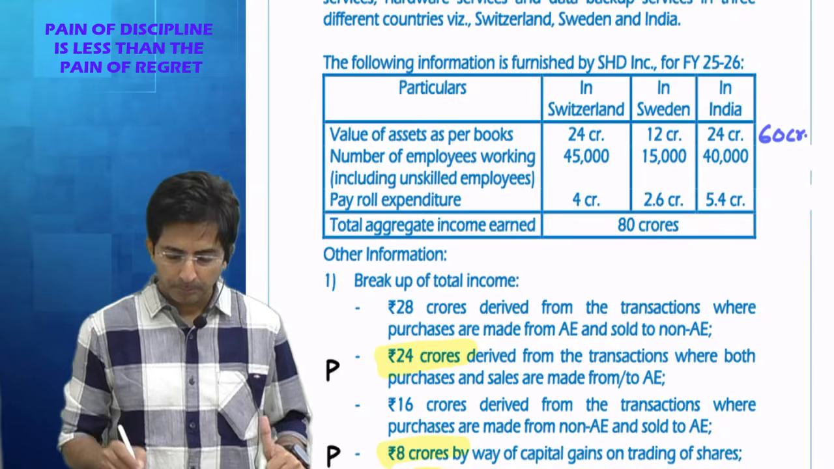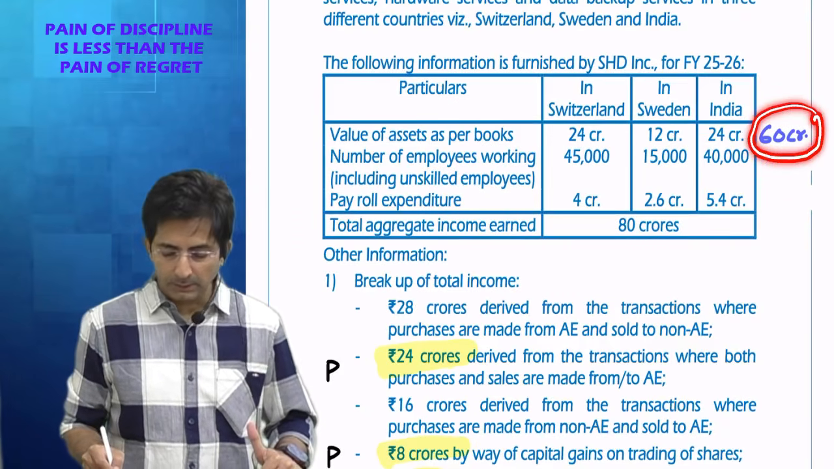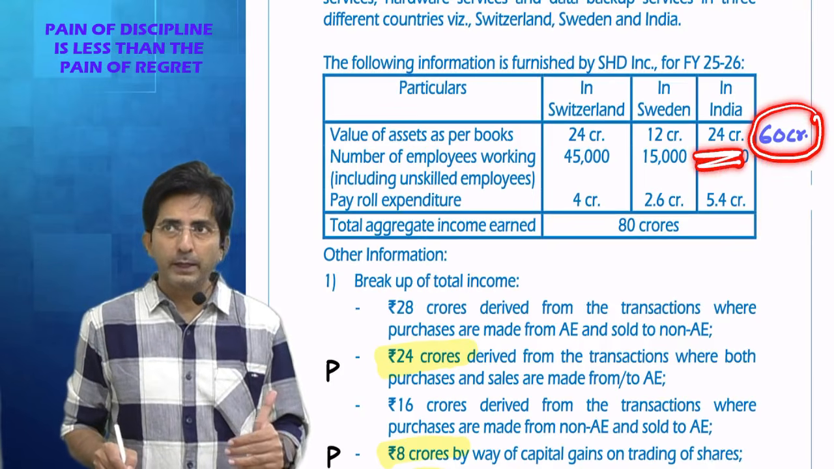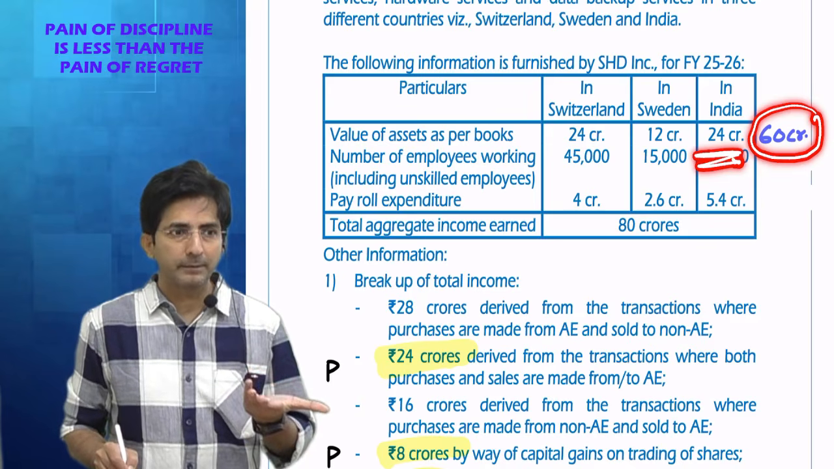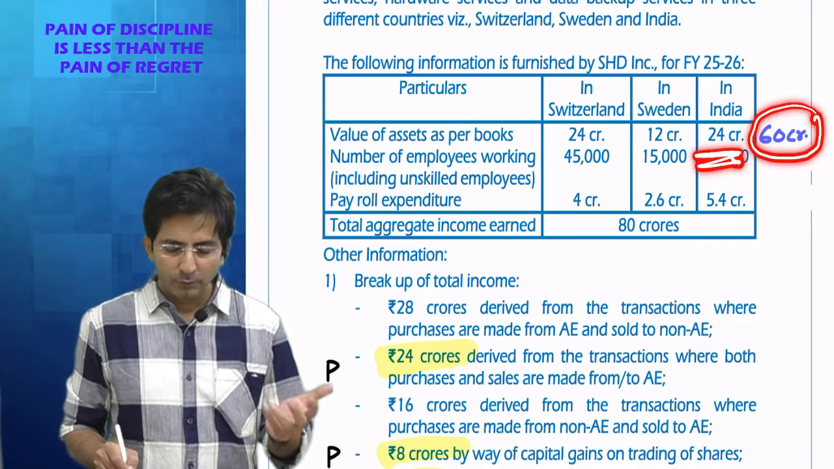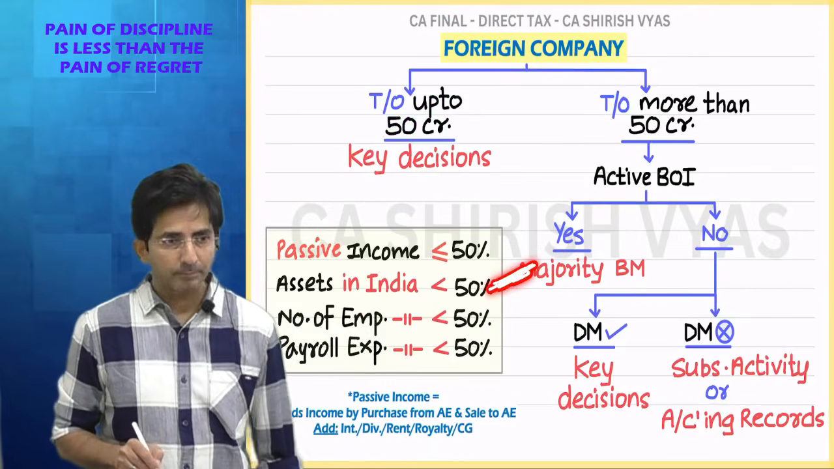So total assets across the world is 60 crores. And how much is in India? 24, which is less than 50%, because 50% of 60 comes to 30 crores. It's less than 50%, so we have passed this exam also. Which exam? This second paper.